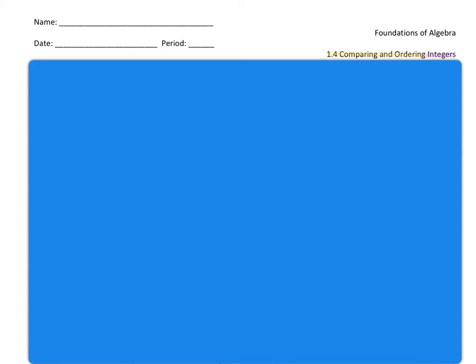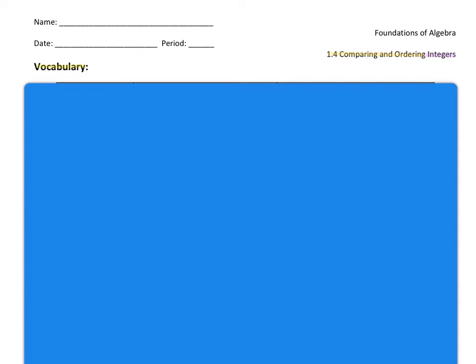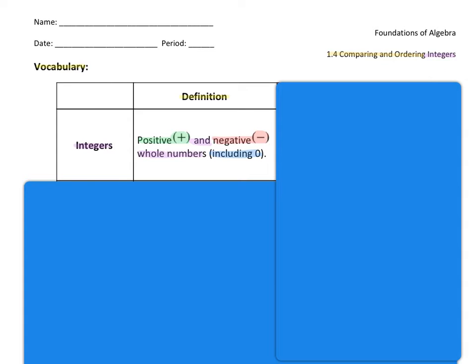Our notes for today is titled Comparing and Ordering Integers. Before we begin our notes, let's look at some vocabulary words that will help us understand how we're going to be able to compare and order integers. To start our vocabulary list off, we're going to first look at what integers are.